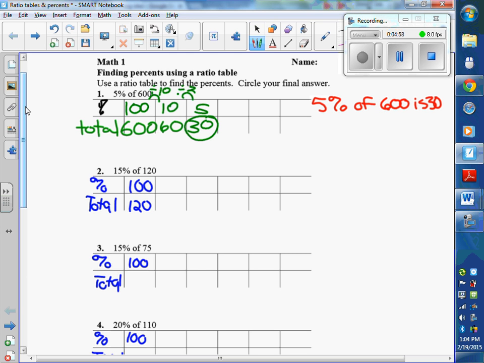So on number 2, I did percent and then total, and then I got 100 up here and 120 down here, and then I divided it by 10. So same idea, she's getting down to 10%. So right here I got 10, and then down here I got 12. Because you also divided the bottom by 10, right, Josie? You put that in there?